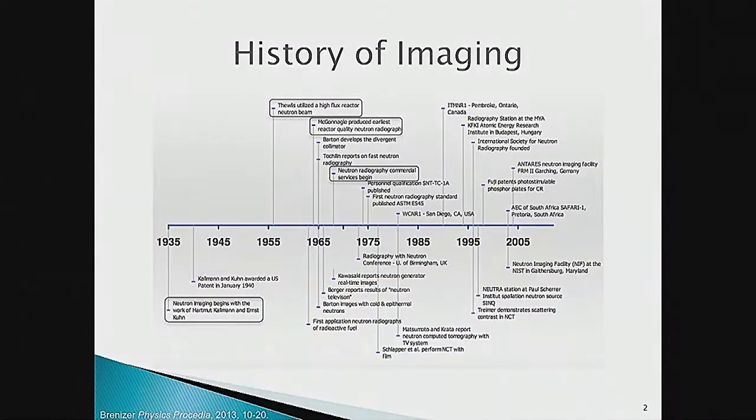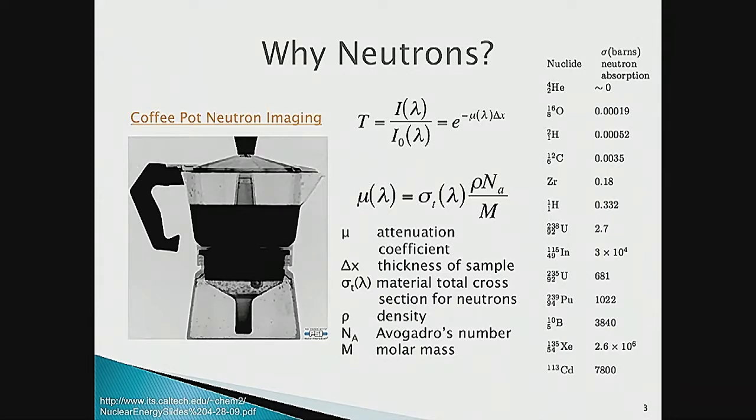So just to give you an idea of when it started, in 32, 33, Chadwick discovers the neutron, and we have the first imaging started by Coleman and Kuhn a few years later. And the first radiograph at Oak Ridge was taken somewhere in the early 70s. And you can read through these. A lot of work has been done since then. So why neutrons? I guess we have found the answer already.